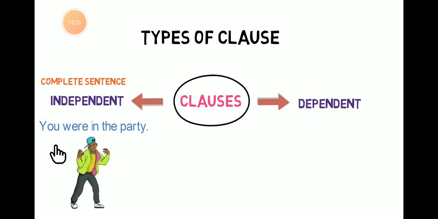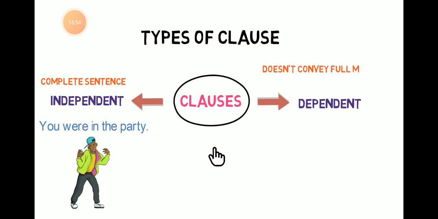See, you were in the party. You is in the form of the second person. Were is a plural verb. In the party. So this sentence gives a complete meaning. That's why it is called an independent sentence or an independent clause. Understood? So in this independent clause you get a proper subject and verb combination.